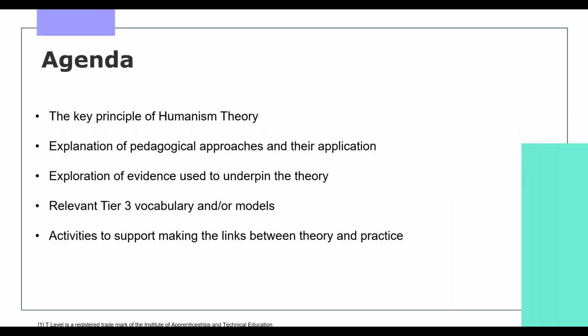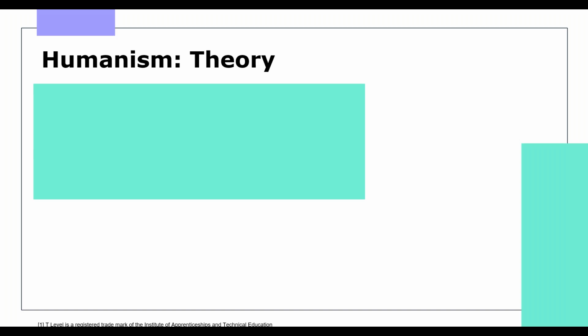So let's have a look at what will be covered in today's session on humanism theory. We will define the key principles, explain pedagogical approaches, explore evidence which supports humanism theory, and throughout this video, we will shine a spotlight on important terms and Tier 3 vocabulary. At the end of the video, links will be made to teaching and learning activities to support the delivery of knowledge point 2.3 in relation to humanism theory. So let's begin.